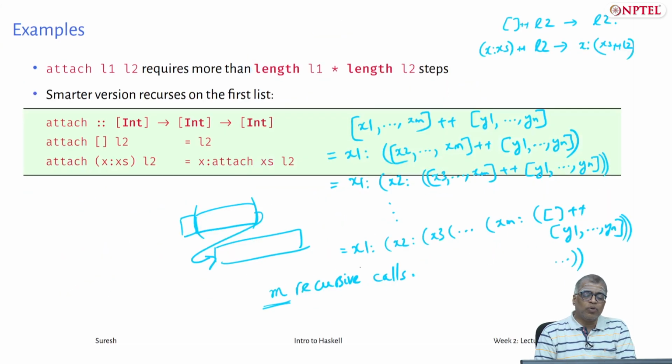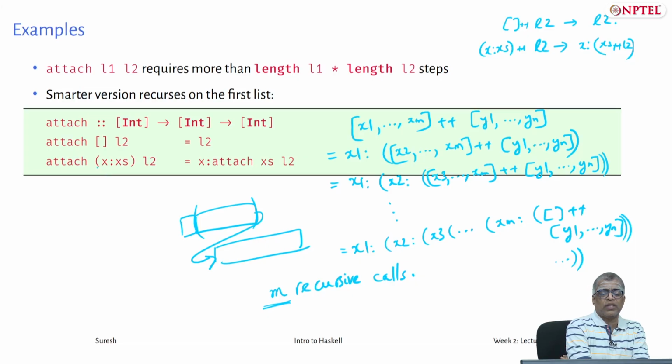And a smarter way to do this would be to do structural recursion on the first argument, right? And this is better because all you need to do is, if I want to attach x colon xs to the front of L2, I attach xs to the front of L2 and then I put back x in front of it.